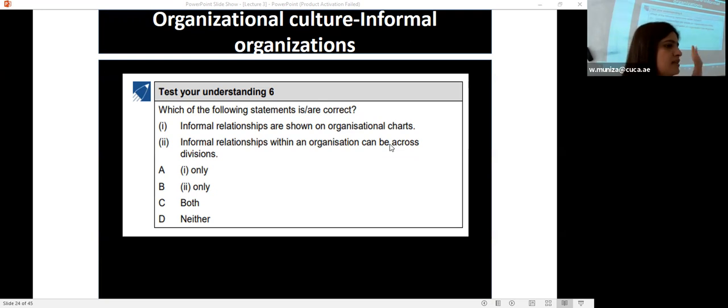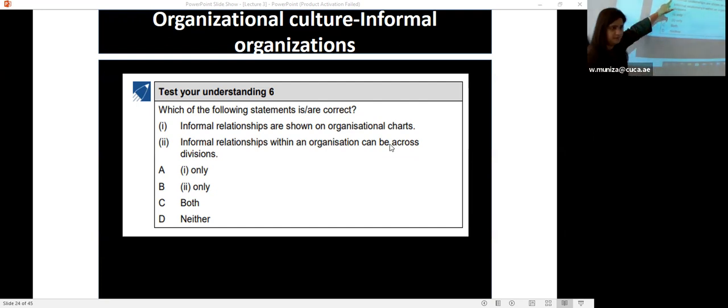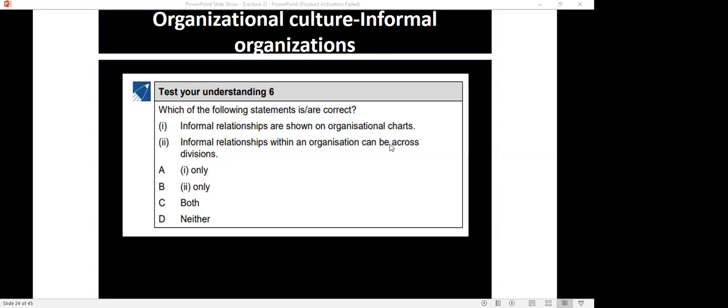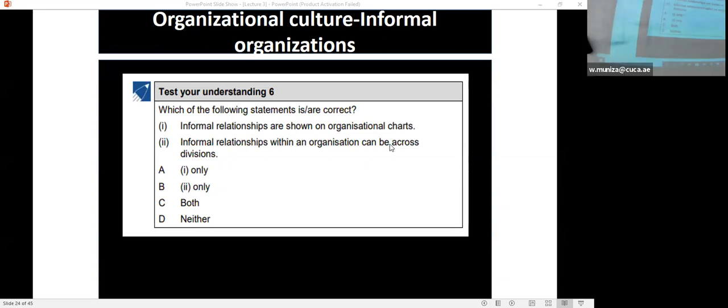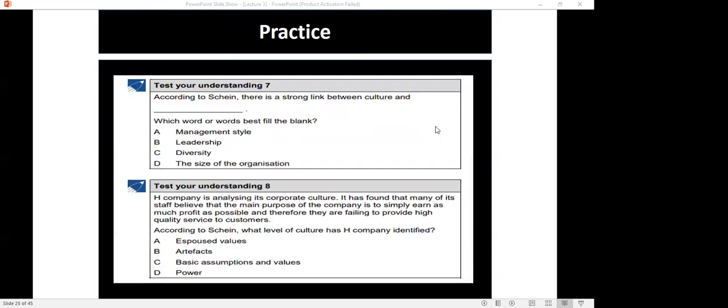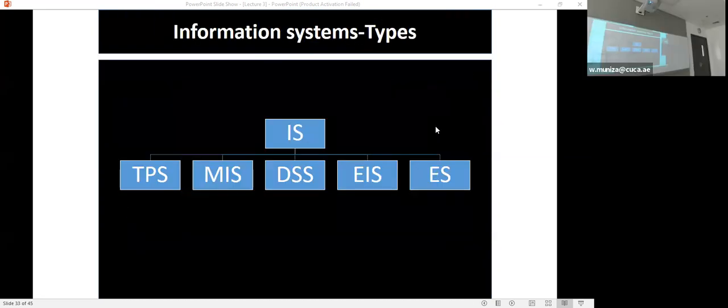In the formal structures, communication across the divisions cannot go on. In the informal structures, communication can go across the divisions, because when people from all the divisions meet together, they communicate with each other. Got it? So this statement is correct, and the other one, about informal relationships, is wrong. So please make a correction here. Is everyone clear now? My online students, are you clear about this slide? Yes, ma'am. Okay.